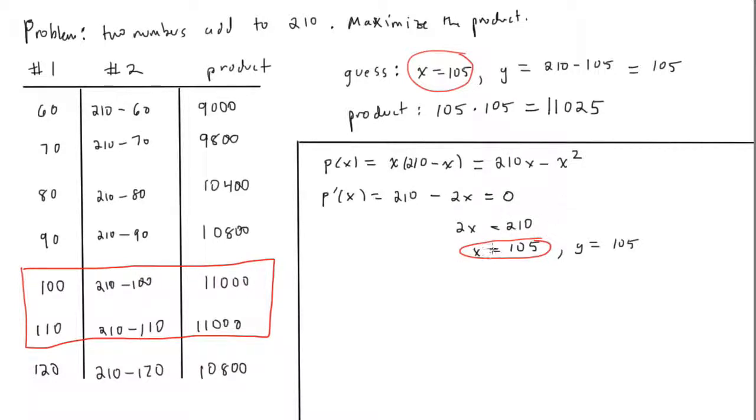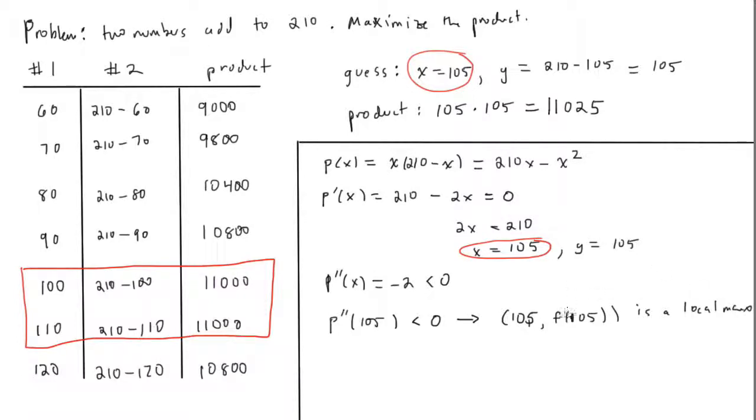Now, we've noticed that something happens to this function at 105, namely we achieve an extreme value. But what we don't know yet is whether or not that extreme value is the max versus the min. We probably are guessing it's the max just from the numbers, but we need to demonstrate that that's in fact true. Okay, so let's use the second derivative test here. And my second derivative is just minus 2. This is negative. So p double prime of 105 is less than 0, and that implies that 105, p of 105 is a local max. And that's good because that's what we were trying to do, was to find the maximum here.